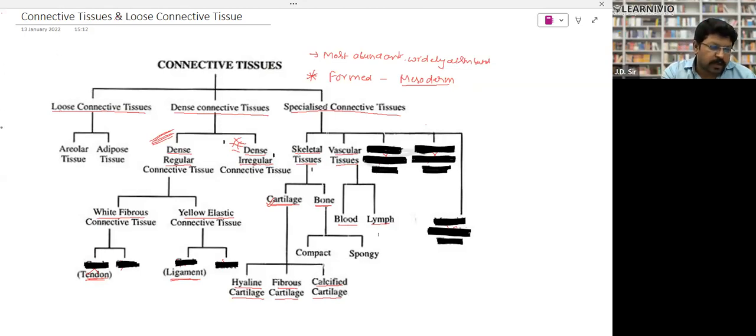You have to write down till here. Cartilage and bones, but do not go further below the classification of cartilage and bones. Blood, lymph, white elastic fiber, yellow elastic fiber. That's it, not below that.